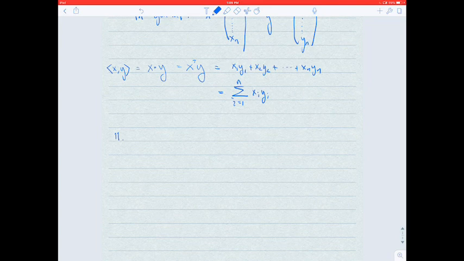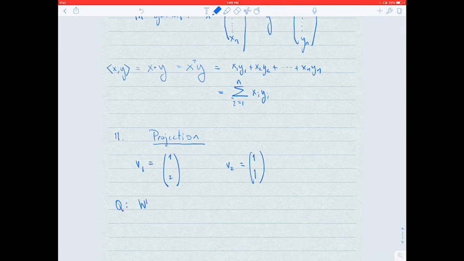Okay, the next question asks us to understand projection. This is the key concept here. And it says v1 is the vector 1, 2, and v2 is the vector 1, 1, and it asks us to consider what is the projection of v1 onto v2.